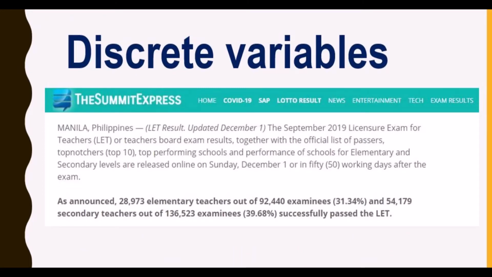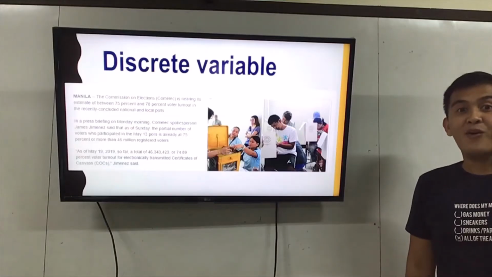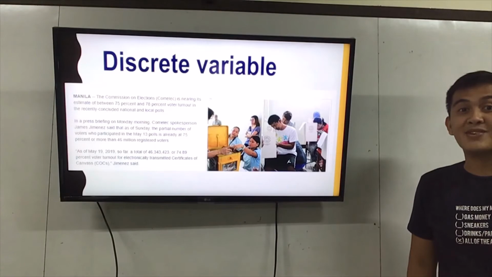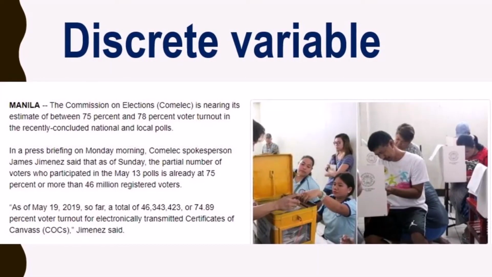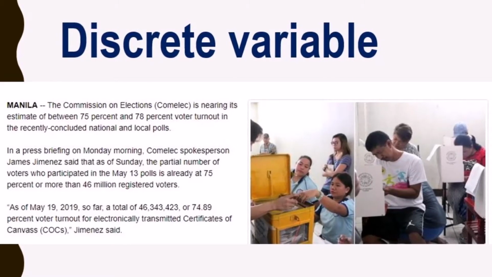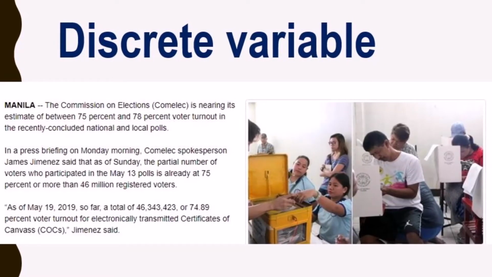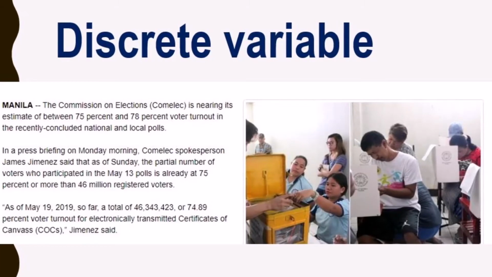Discrete variables are exact figures. Like for example, board passers are humans. There is no 0.5 human or 20% human. We count exactly names of examinees who have passing average. Now, why is the number of voters a discrete variable? Another example is election. The Commission on Elections counts exactly votes from registered voters.